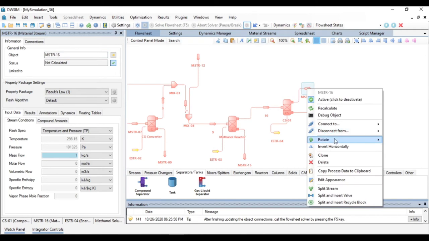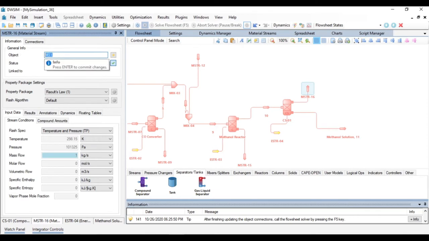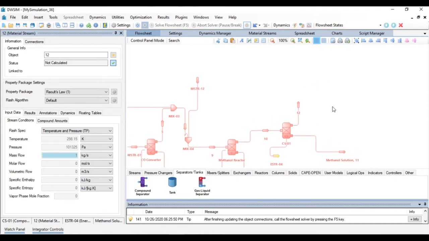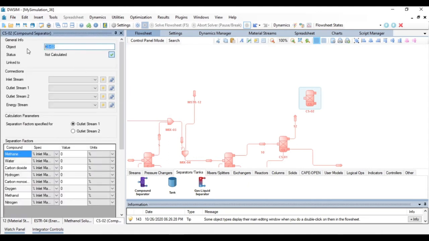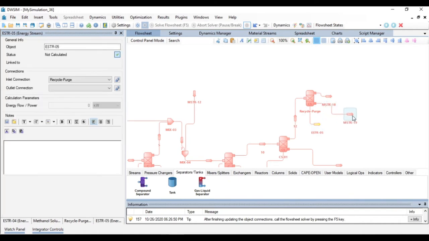And the upper stream is the stream 12. We'll rotate it to 270. This is stream 12. Then click enter. Then we'll add another separator. So the separator here is the recycle purge separator. Then click enter. The inlet stream is stream 12. Then we'll add two outlet streams and an energy stream. There you go.